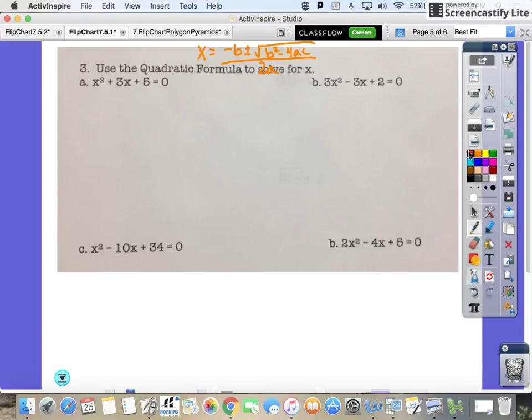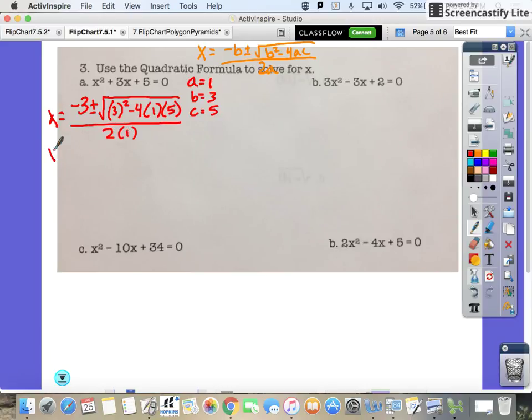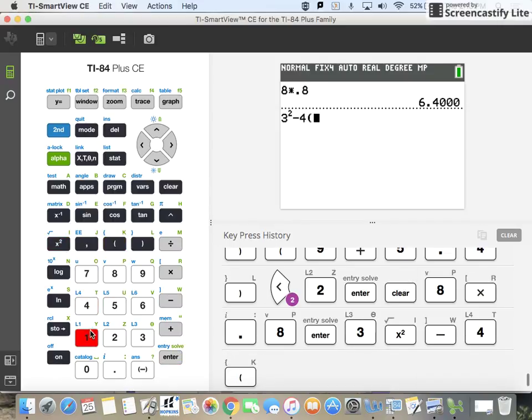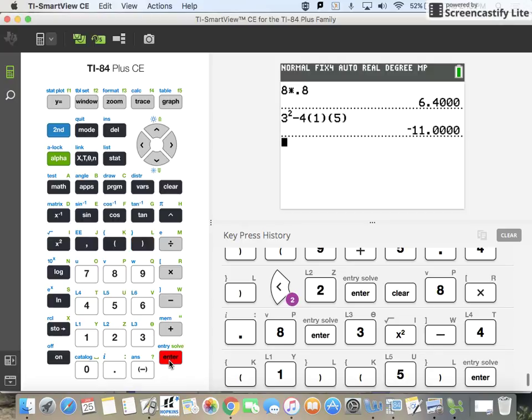So if we look at the first one, a is 1, b is 3, c is 5. So we're going to plug that in. x equals opposite b plus or minus the square root of b squared minus 4ac, all over 2a. Now, I'm going to put this into the calculator and we'll see what we come up with. 3 squared minus 4 times 1 times 5. Negative 11.